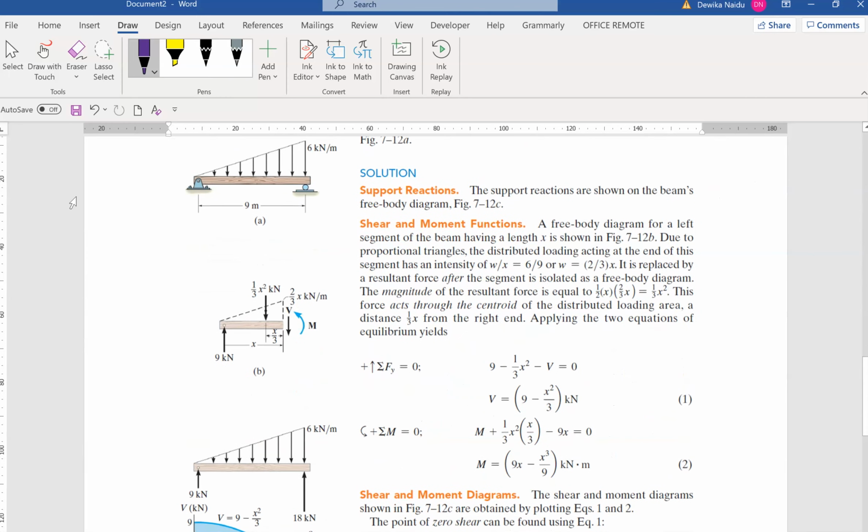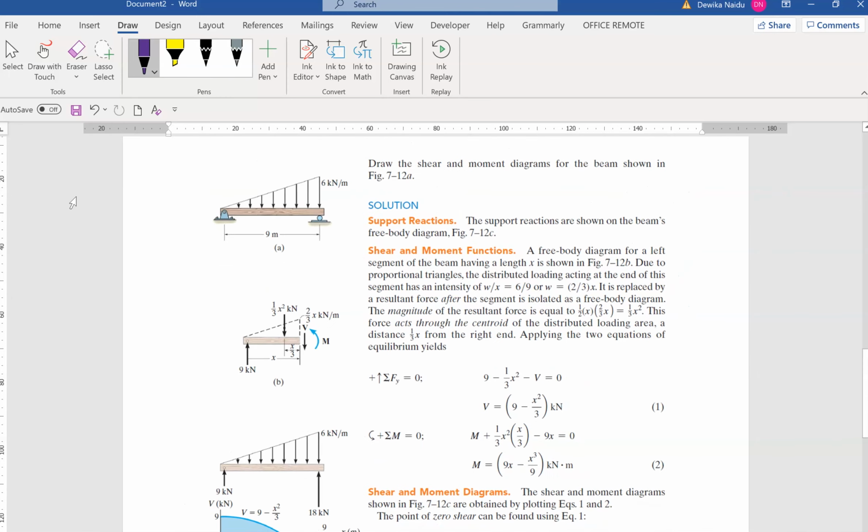Okay, let's look at this one. It's a bit more complicated because even here itself, there is a distributed load. It's a triangle, and it is 6 kilonewton per meter. They want you to draw the shear moment diagram for this beam. It looks very simple, but it's extra work because this is a distributed load.